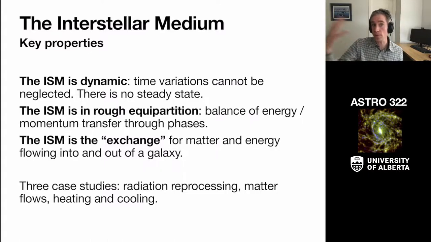The second thing I alluded to earlier, which is if I multiply those densities and temperatures together, I get roughly a constant product. And that rough constant product is a statement that we refer to as equipartition. And equipartition means that the energy in the system is kind of equally divided. And if you work that out, you see that the energy density in the different phases of the interstellar medium are all at a roughly equal level. And this leads to a balance of energy and momentum transfer through the phases. So not in steady state, but there is a bit of a balance.